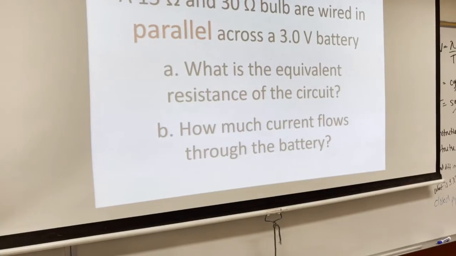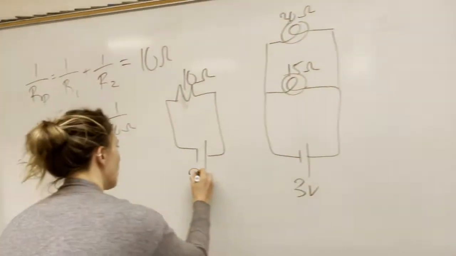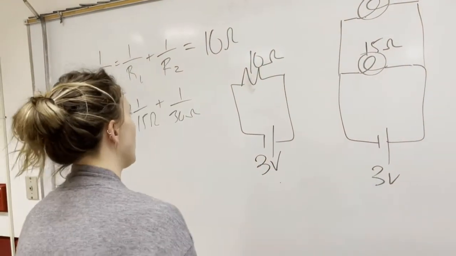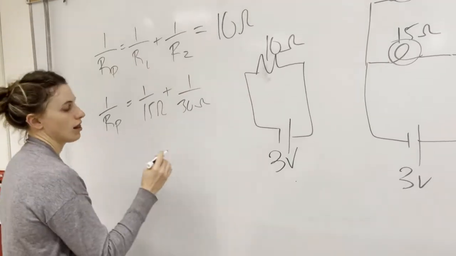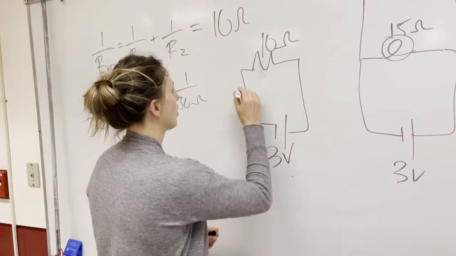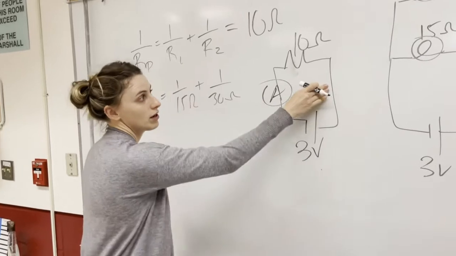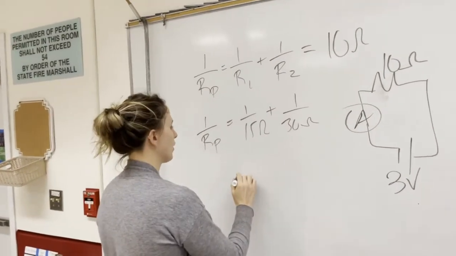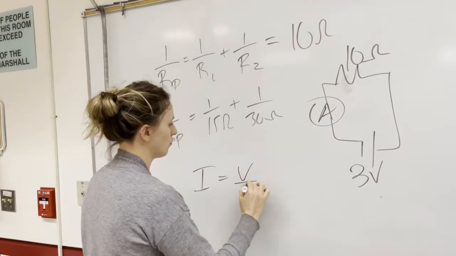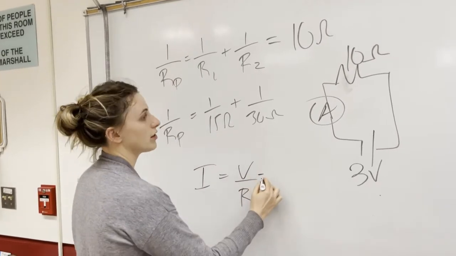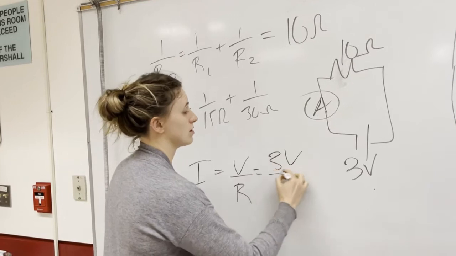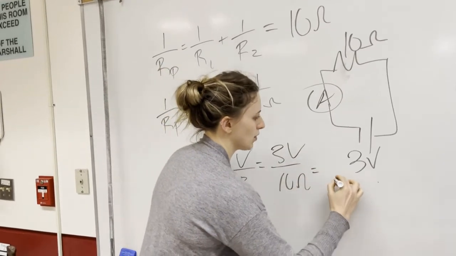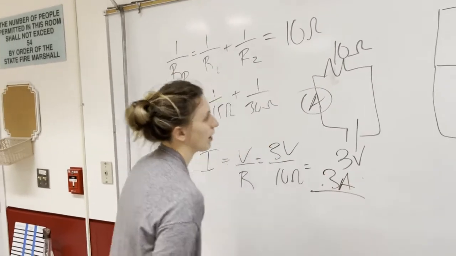How much current flows through the battery? 3 volts. Okay, well, now put an ammeter in that circuit right there. It doesn't matter which side you put it on. Okay, so current is going to be the voltage over the resistance, yes? So my voltage is 3 volts, my resistance is 10 ohms. That's going to be 0.3 amps, yeah? 0.3 amperes. Okay.